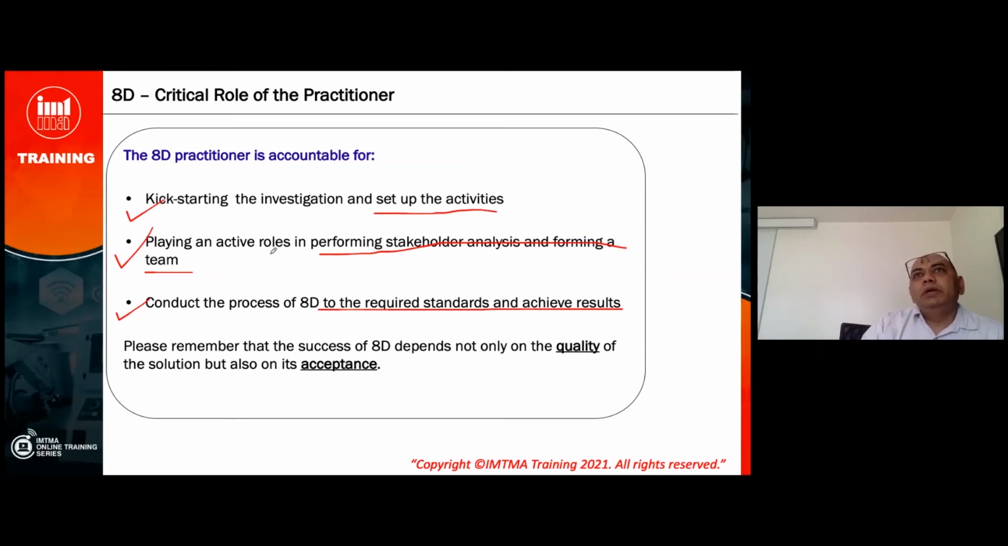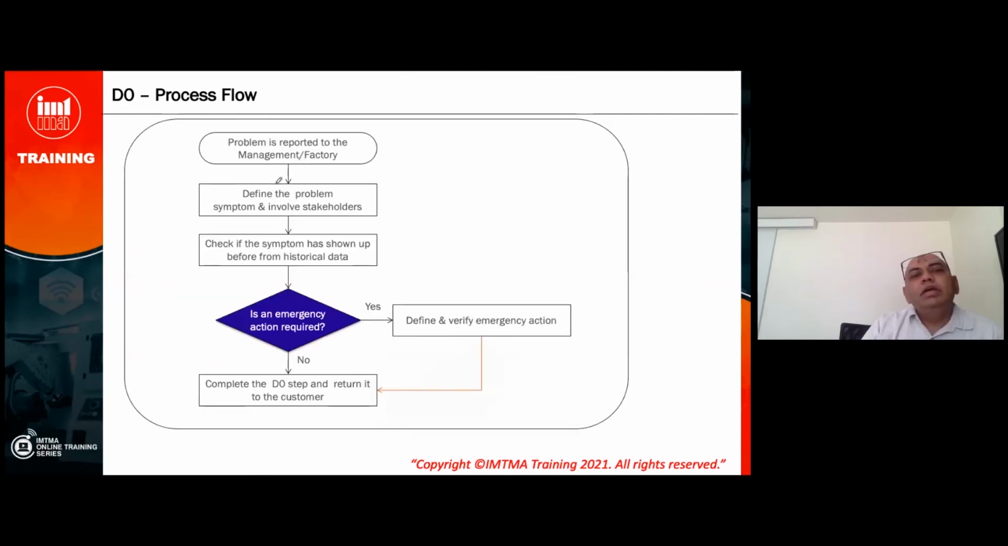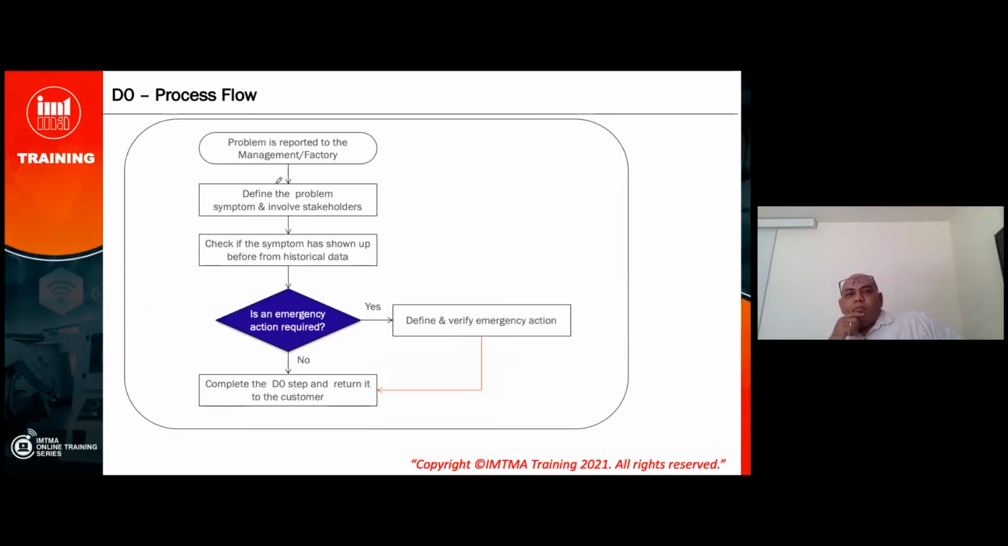It should be conducted on time. You should update the right documents. You should ask the right questions, right? So that becomes very important. The success of the 8D depends not only on the quality of the solution, but also the acceptability of the solution to all the stakeholders. So let us try to understand what is D0, which is emergency response action, and preparing for the 8D. Here is the process flow. I'd like you to take a look at the process flow.